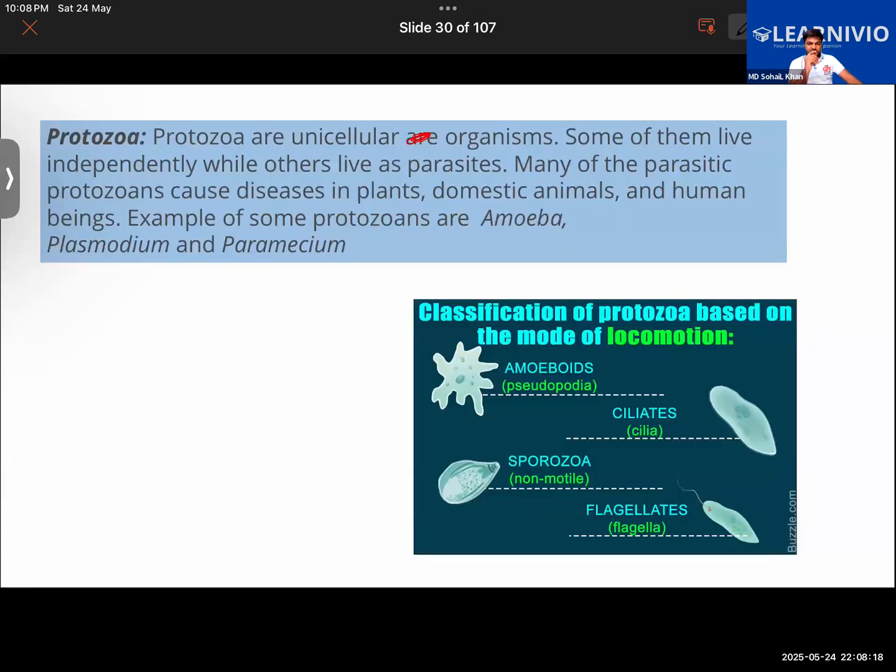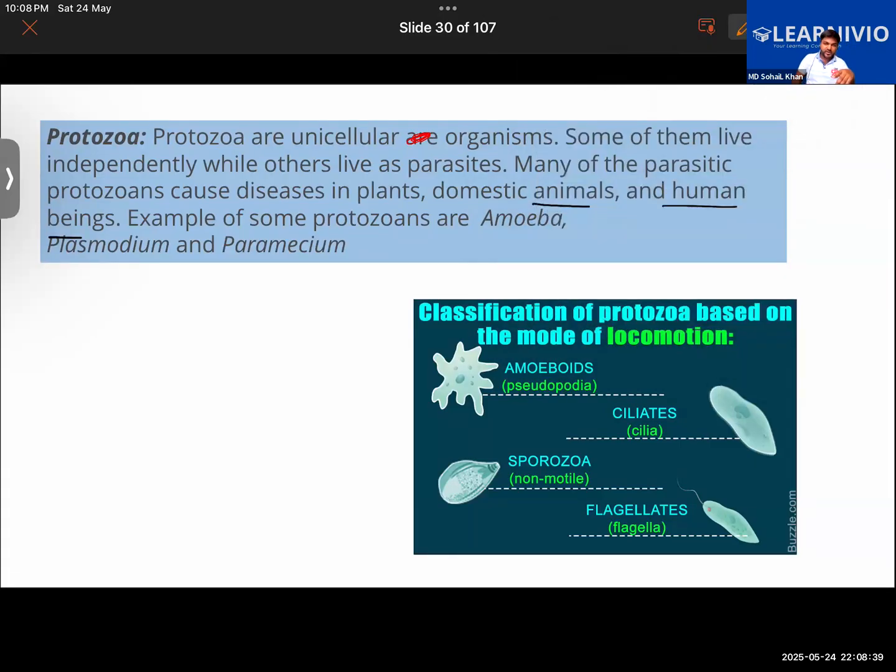So the things which we have learned about so far about protozoans are that they are unicellular organisms. Some of them are found to be living independently, while many of them are found to be living as parasites. Many of the protozoans would be causing disease in plants, in the animals, and even in the human beings.